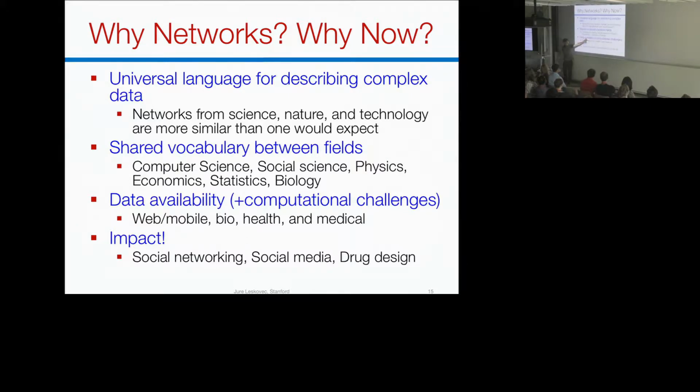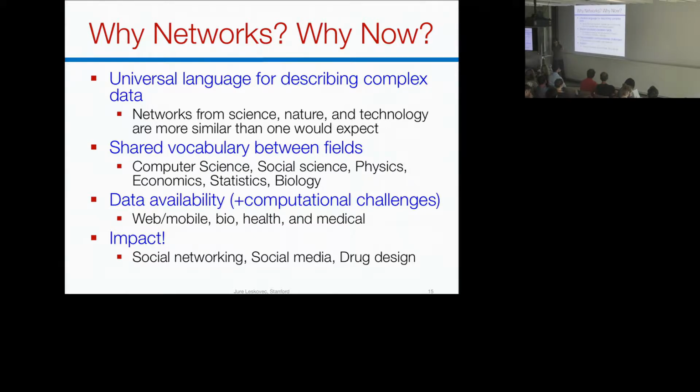Another thing that gave rise to excitement about network data is data availability. We have large-scale networks available now, and they present interesting computational and modeling challenges. Even cross-validation, for example, is non-trivial because you cannot cut the network in half. You have one observation. And then, of course, there has been a bunch of impact, everything from computer-science-y web startups all the way to social media, drug design, and so on.